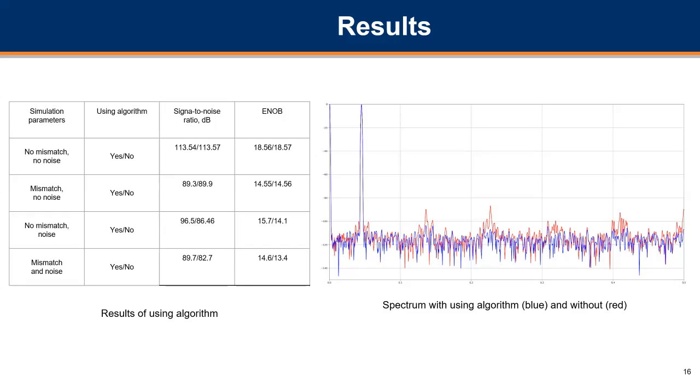As you can see, applying the algorithm increases the signal-to-noise ratio by 7.3 decibels or 1.1 effective number of bits. And as you can see from the graph on the right, spurious has decreased significantly, which improved the spurious free dynamic range by 60.8 decibels. Thus, the algorithm has shown its effectiveness. The simulation results with noise without mismatch and with mismatch are equal.